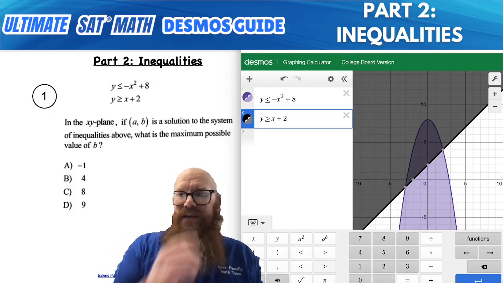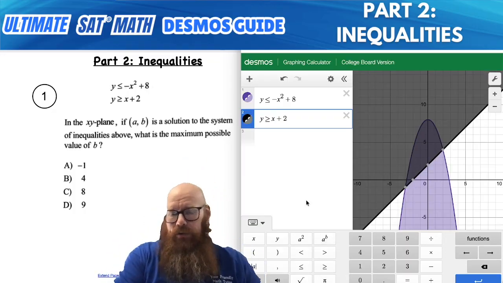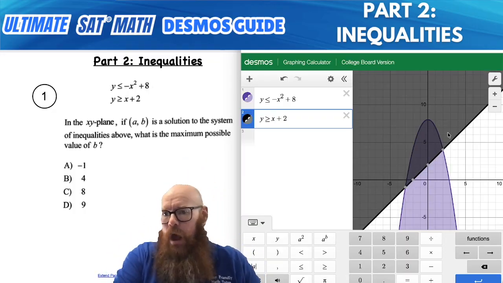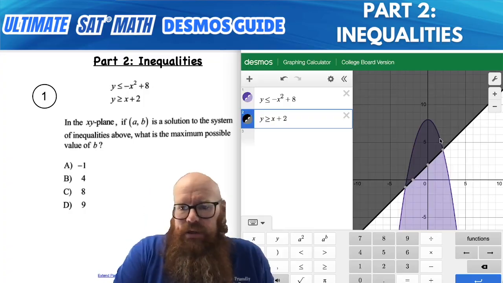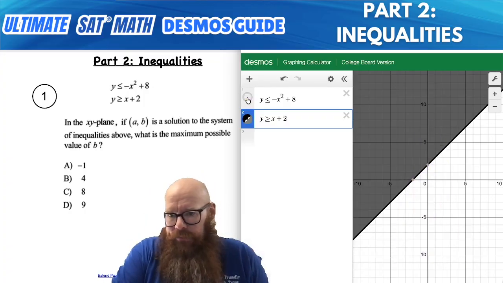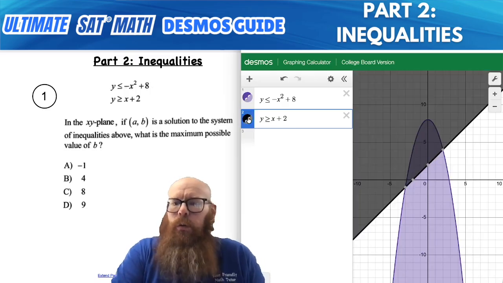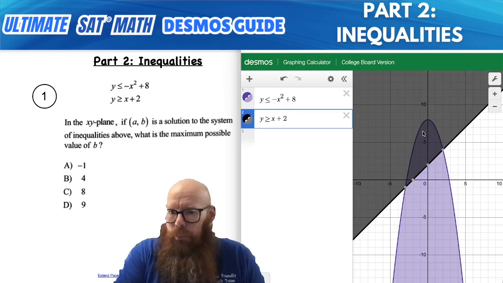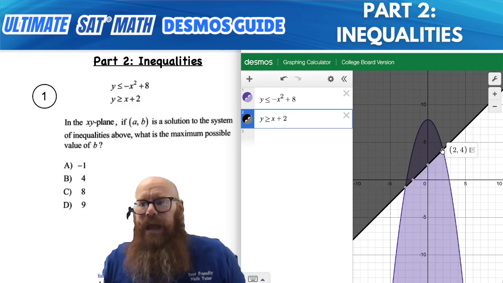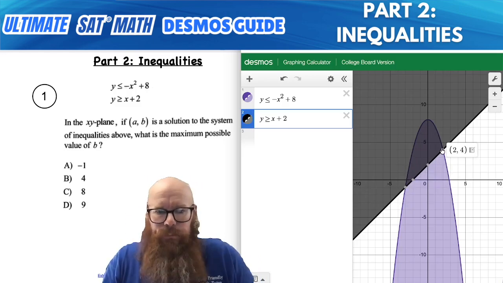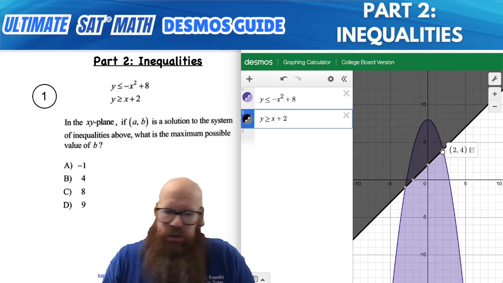All right, this is a pretty tricky problem, actually. So basically what happens here is they do the shading. So we have the shading for the first one, and that was actually the second one, and the shading for the first one. We want the overlap of the shading. So this purple and black region, this little curved shape with a diagonal here, represents our solution region. And they say A, B is a solution, so that's just x, y.